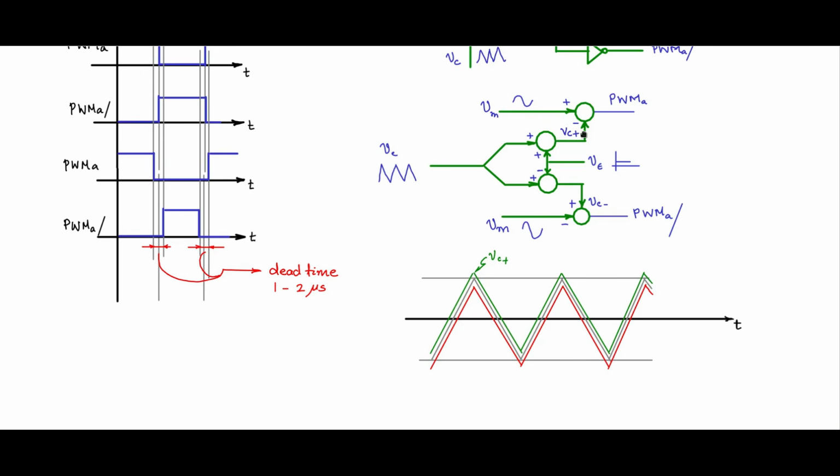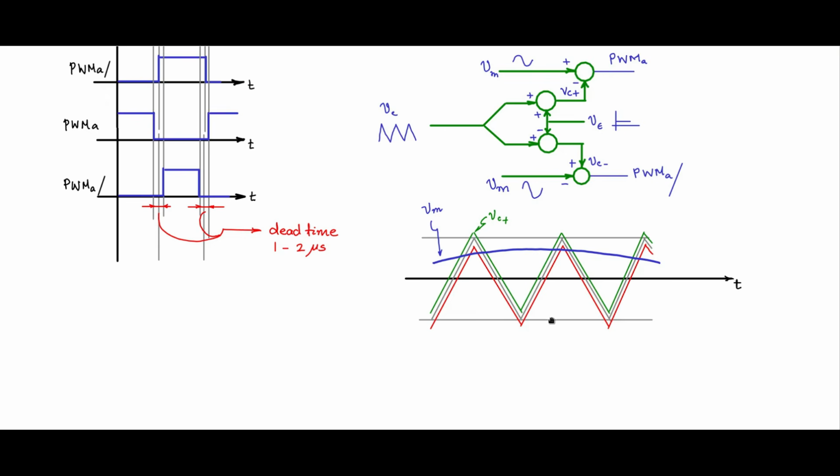With Vc plus, we are doing the regular comparison of the modulating signal to the plus terminal of the comparator, and Vc plus is given to the minus terminal, and PWMA is obtained. So let us get that. This is the modulating signal. Now let me draw the crucial points here. These are the crucial points where the modulating signal is intersecting with the Vc plus waveform, the green one, and so on.